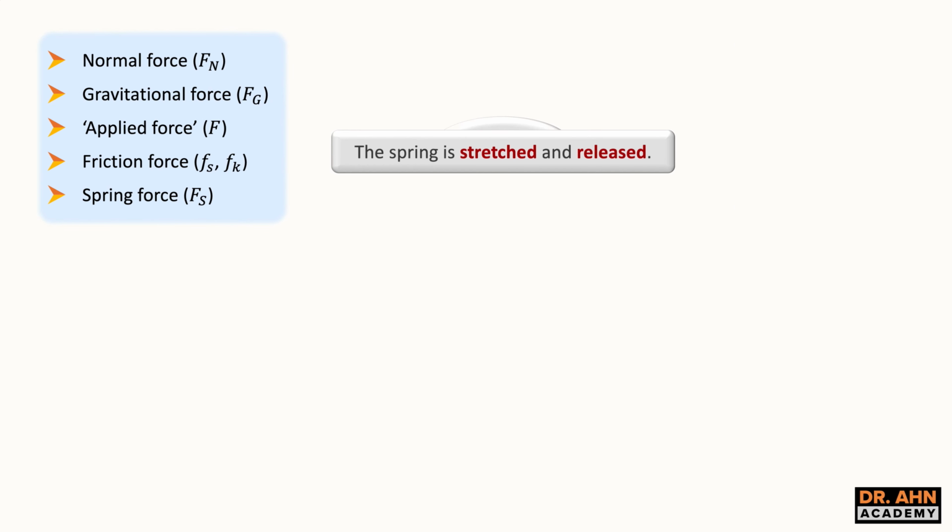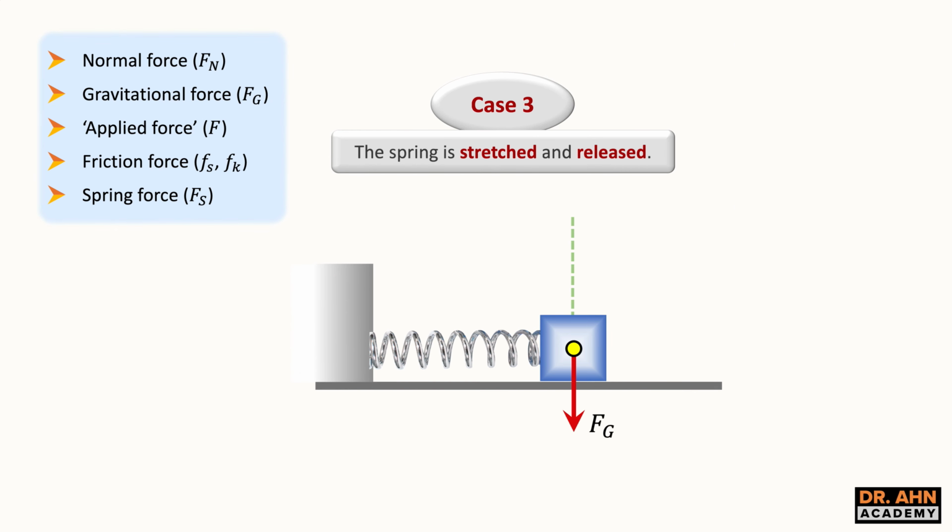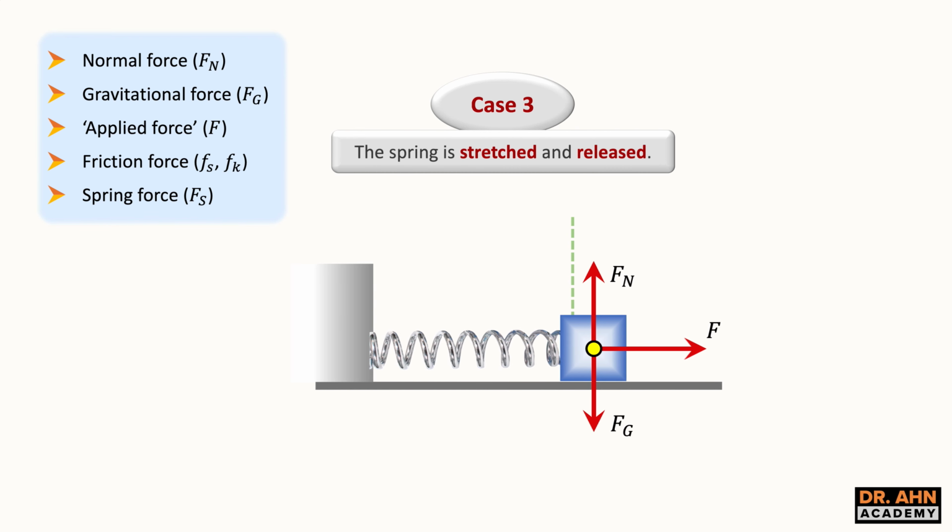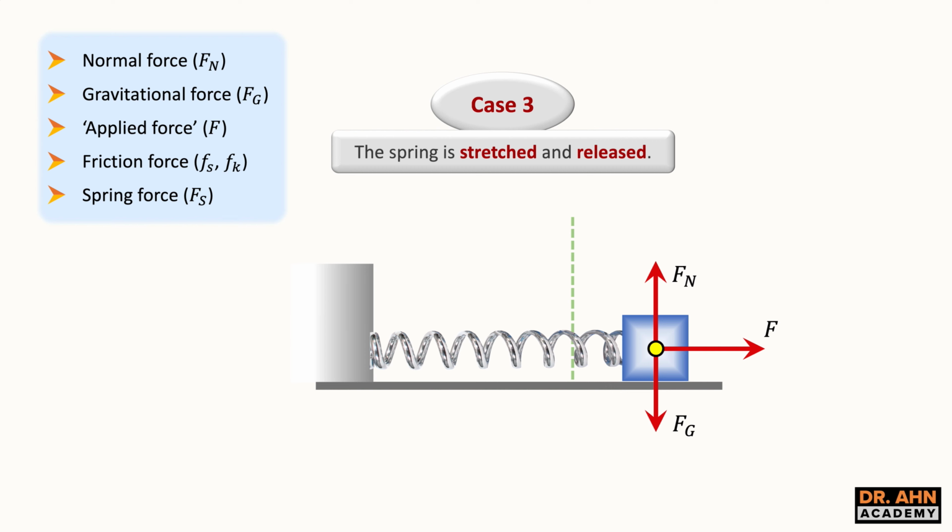And moving on to case number 3, we'll pull the object to stretch the spring and let go this time. We're going to release the object after stretching the spring. So when we pull the object like this and stretch the spring, there will be a spring force in the opposite direction, right? Now, if we let go, we don't have this applied force anymore. And this is the final free body diagram for this situation. So without any applied force, this spring force makes the object oscillate back and forth like this.